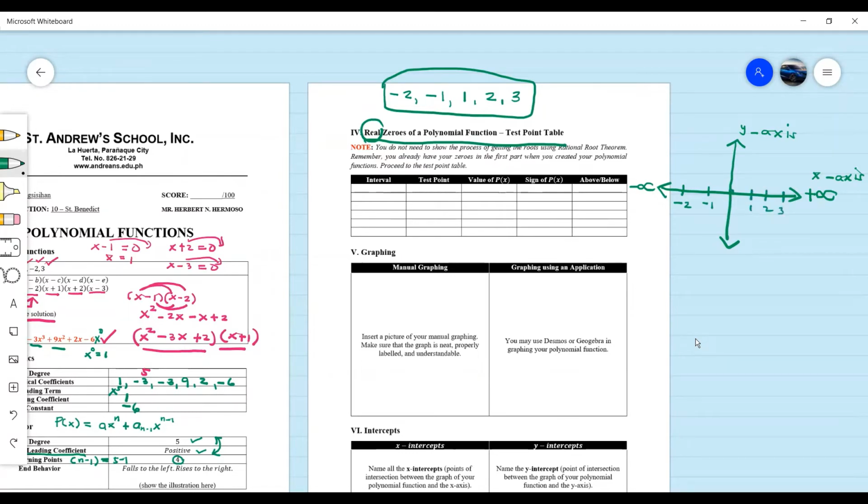So kung observe natin, ang mga interval natin dito, ang nasa pinakakaliwang part na interval will be negative infinity. Okay? Tama? Ano yung boundary dito? Ang boundary dito sa pinakakaliwa ay negative infinity. Ang boundary na susunod is negative 2. Okay, yan muna. Okay? So, that's it.